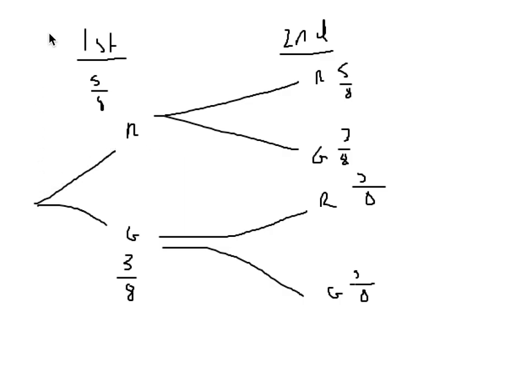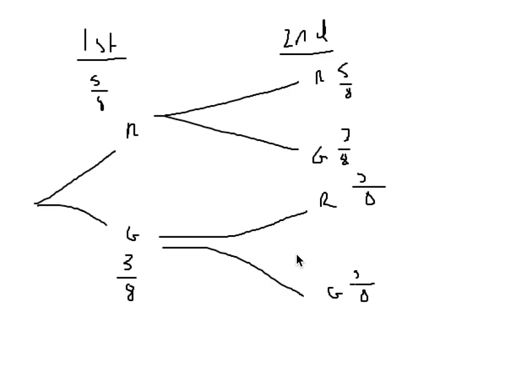So these represent colours of discs and choices. So what's the probability of me choosing a red disc and then another red disc? It's 5 over 8 times by 5 over 8, which comes to 25 over 64. The same goes for green, it doesn't matter.